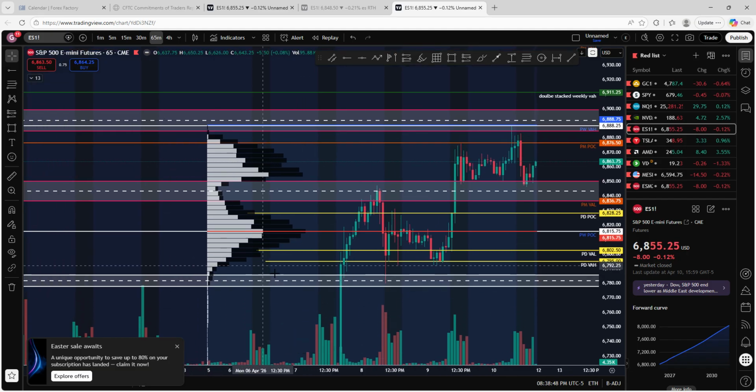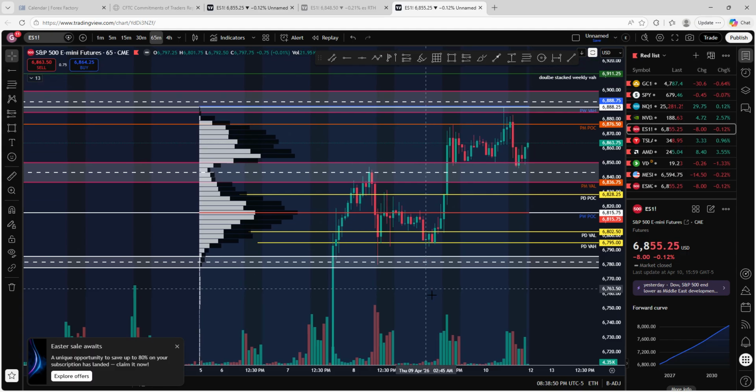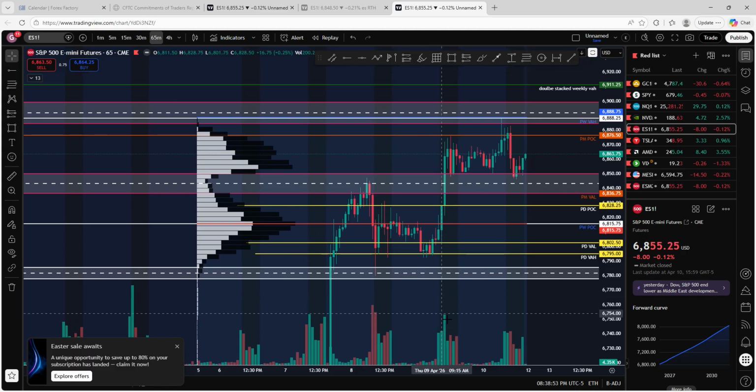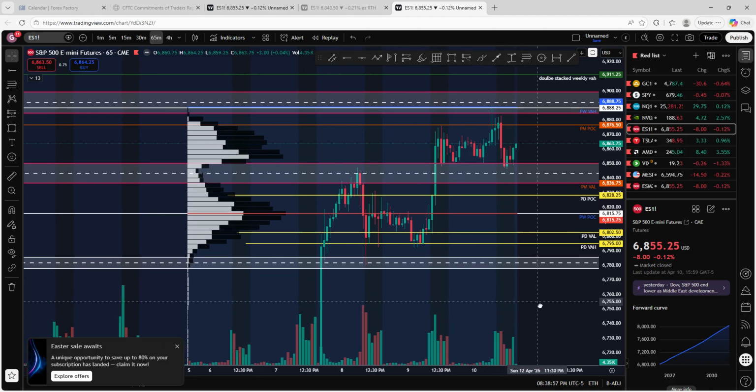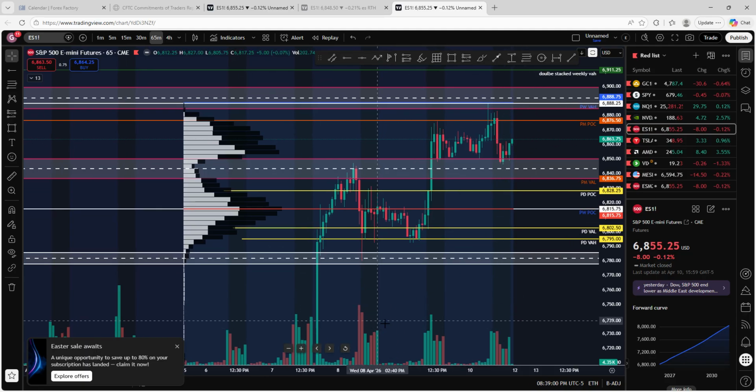Anybody else see anything here in this profile that would grab your attention? Anybody? Was there like a double distribution on those last 3 days? Yeah, we've got a double distribution sitting right here. A significant double distribution, and we're getting validation on that, because remember, we've already had this monthly level.